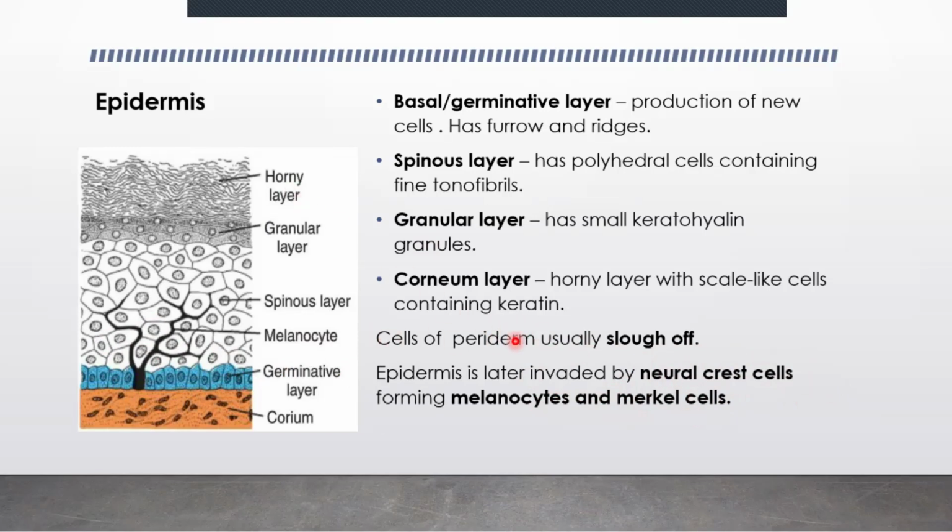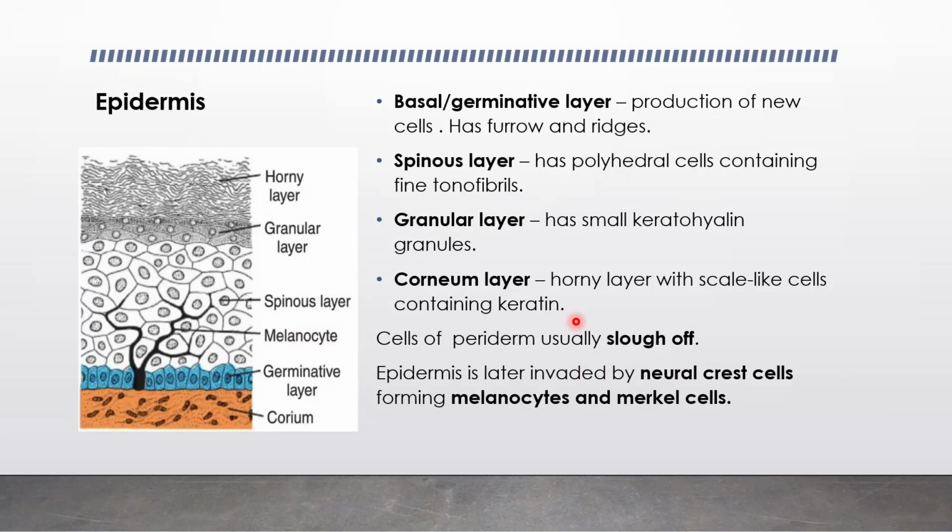Then another important thing happens. The periderm sloughs off during this development and forms a whitish paste that we will see in a few minutes. What is the function of this whitish paste? That is known as vernix caseosa.